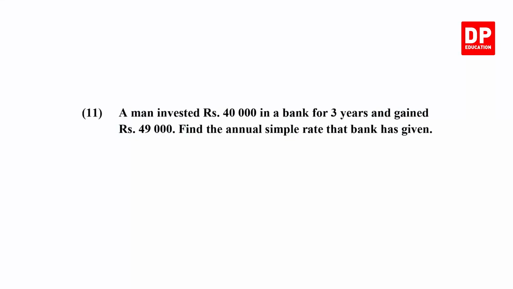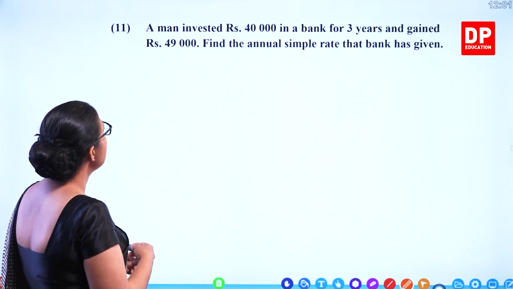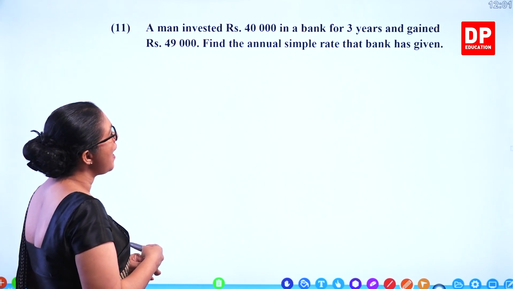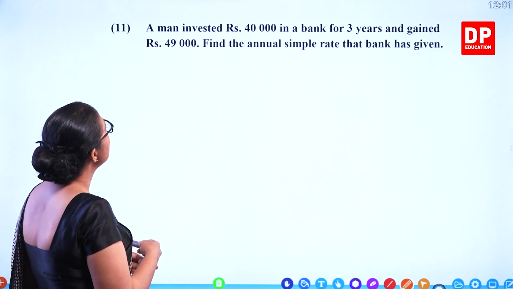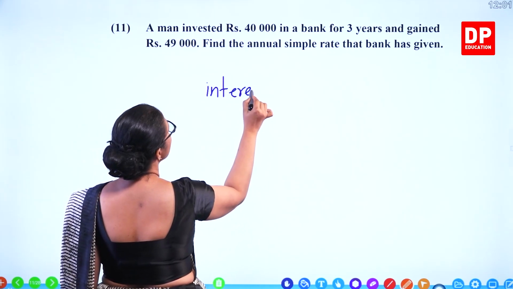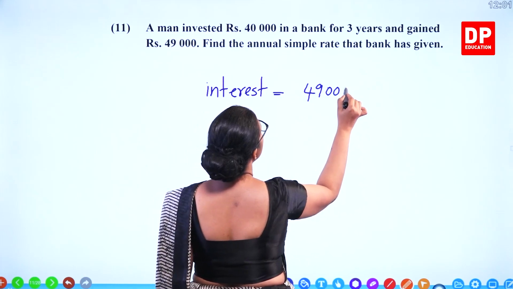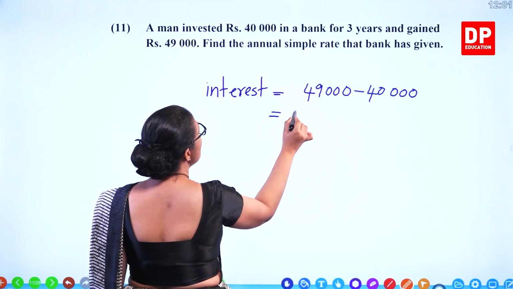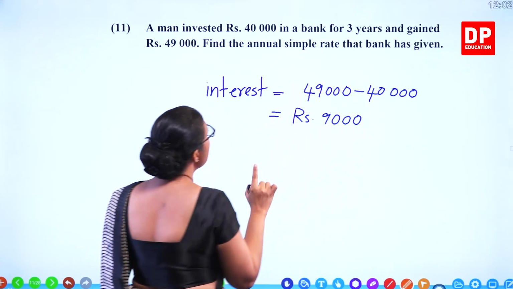Question number 11. A man invested 40,000 rupees in a bank for 3 years and gained 49,000 rupees. Find the annual simple rate that bank has given for 3 years. So what's the interest? You can find out the interest. That's the difference between 49,000 and 40,000. That's 9,000 rupees. That's the interest for 3 years.